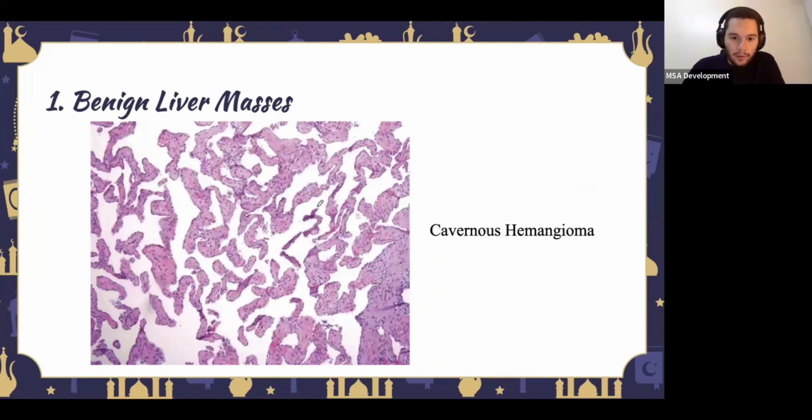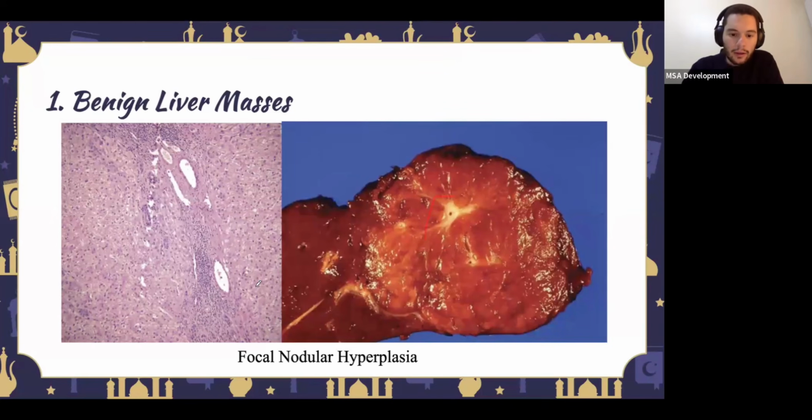So benign liver masses, as we said, over here you can see the cavernous hemangioma. These are endothelial cells, and the pink inside is the stroma. So if you see this image anywhere, not only in liver disorders, anywhere in general in the body, forever from now till your medical career is done, always think about hemangiomas, cavernous hemangiomas. Then you have this very typical central stellate scar. This is focal nodular hyperplasia.